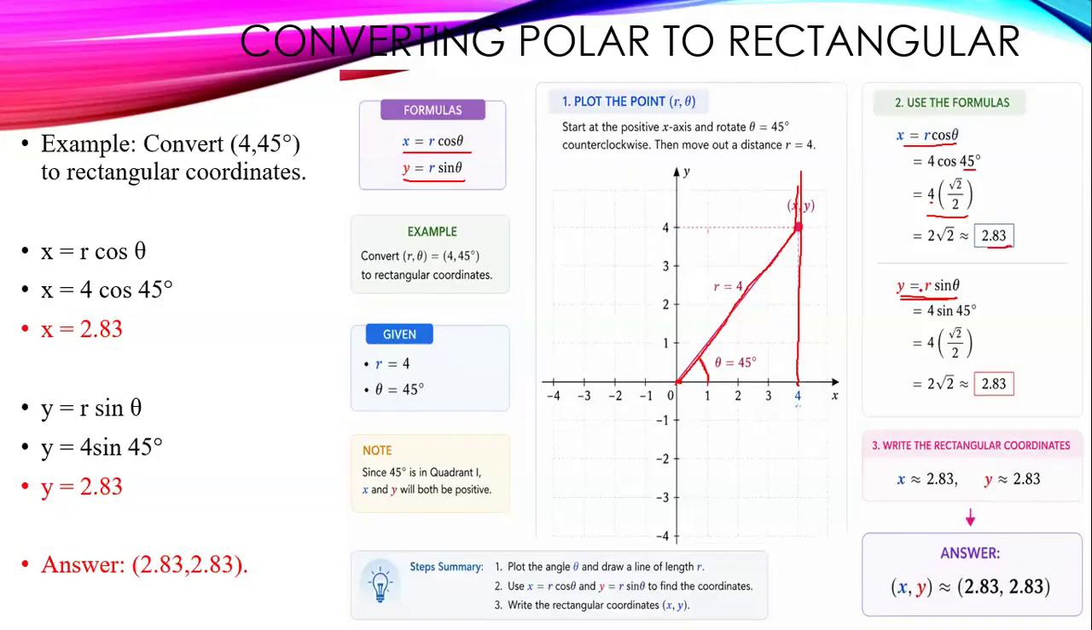We need to find our y now. So y is equal to r sine theta. So r will be 4, sine theta will be sine 45. So sine 45 gives root 2 upon 2. When we multiply by 4, we have 2 root 2, or we end up with 2.83 here again. So the rectangular coordinates that we have is x will be 2.83 and y will also be 2.83.